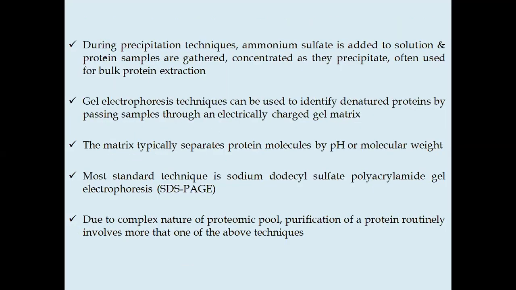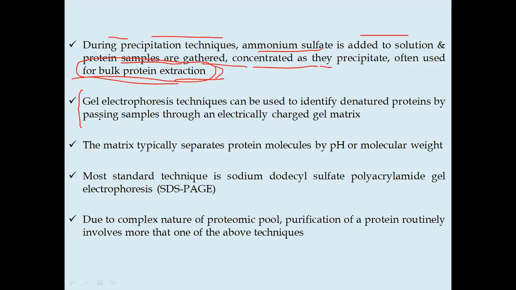The next is precipitation. During precipitation techniques, ammonium sulfate is added to the solution and protein samples are gathered and concentrated as they form a precipitate, and this precipitation step is often used for bulk protein extraction, the protein extracted in large quantity.